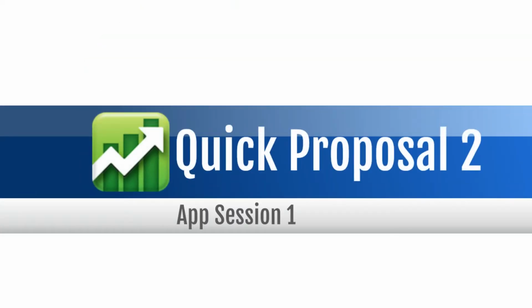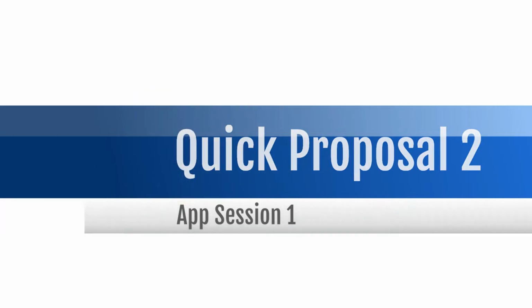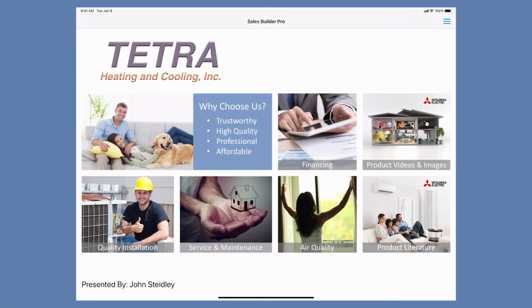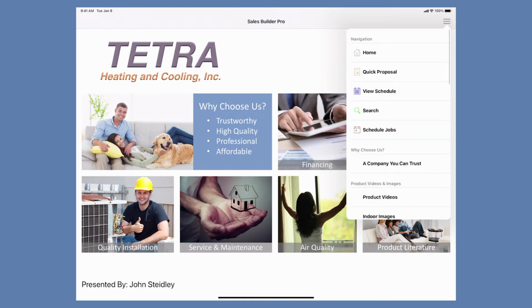For our second quote today, we're going to build out another quick proposal, but I'm going to show you how to see what is included in the cash price. I'm going to show you how to apply discounts, pricing adjustments, and rebates. We're going to start in the navigation menu. We're going to use Quick Proposal.